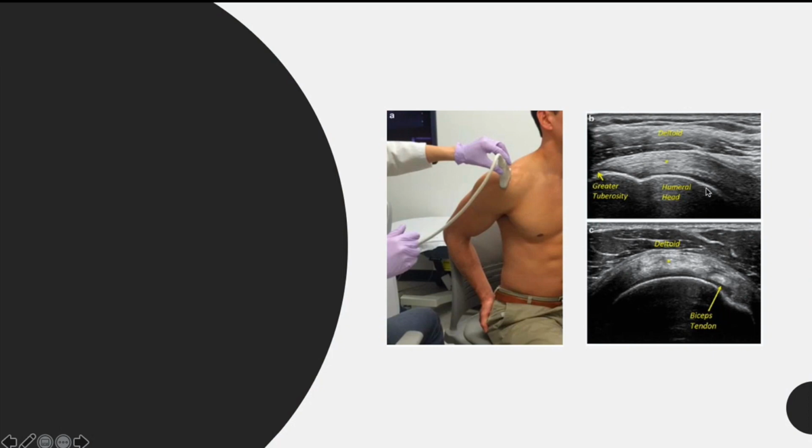So just keeping in mind these layers can help identify when there's any sort of interruption in the layer, for example, if there were a tear. Next slide.